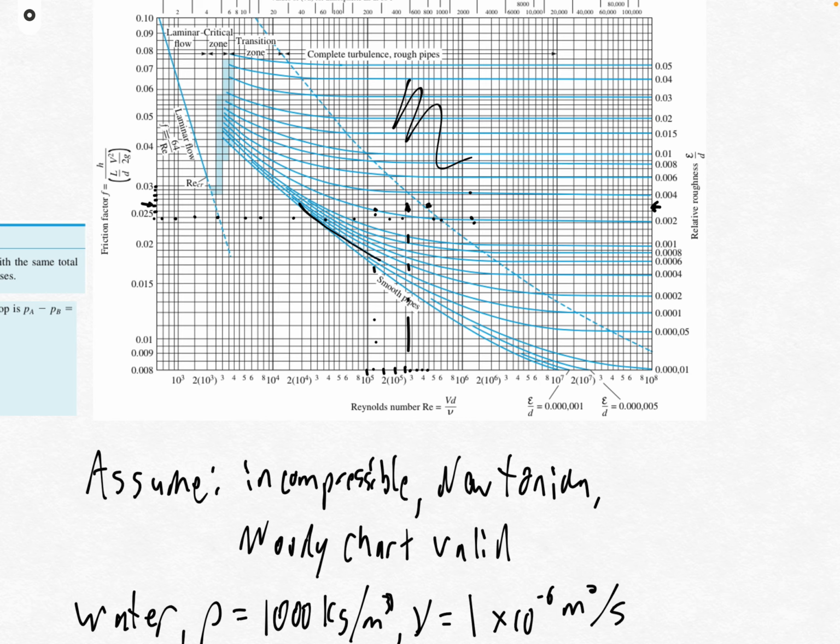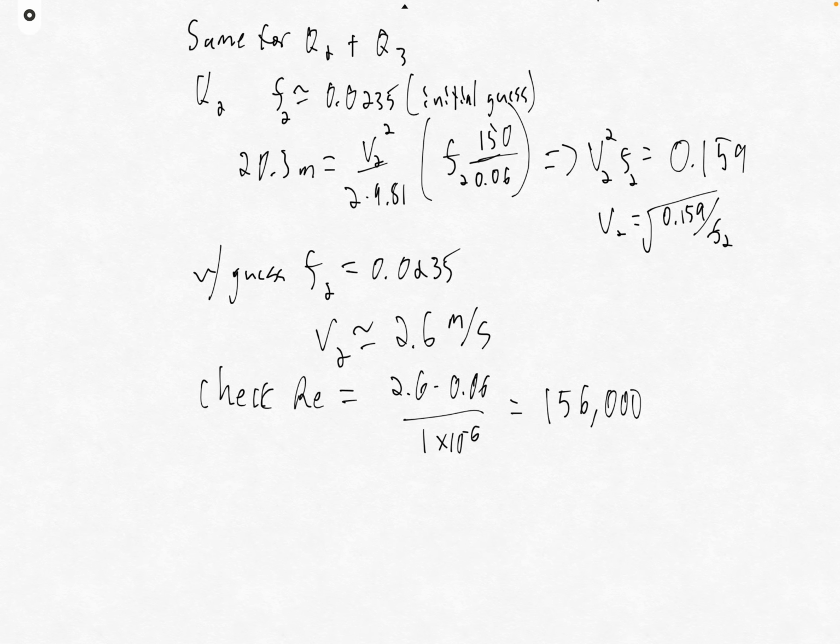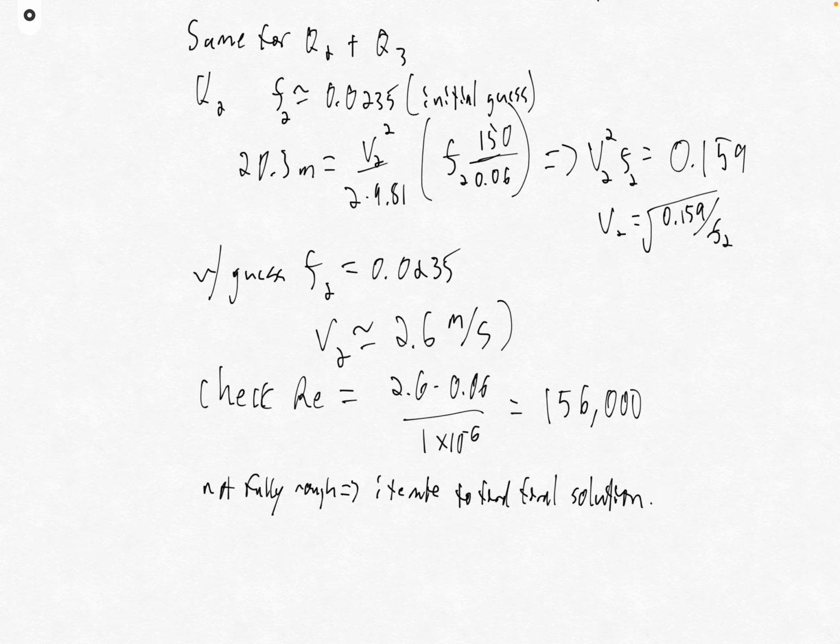So in this case, we do need to iterate. Right? So this is not fully rough. Therefore, we do need to iterate. And on an exam, I would allow you to just use this number. And so we would need to iterate to find the final solution. In this case, we would iterate. So for example, we would say f2 is about 0.025 based on that Moody chart.